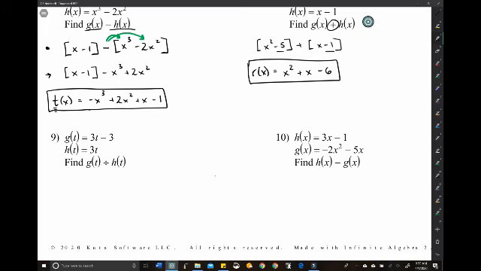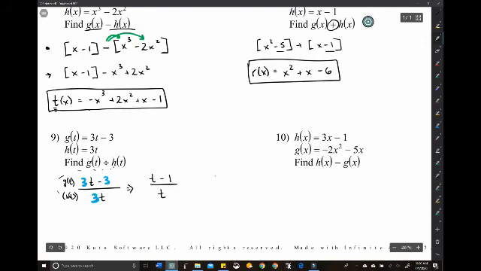G of t divided by h of t. So this is just 3t minus 3 divided by 3t. So the second part is on the bottom, and the first part's up top. Okay, in this case, you can see if anything reduces. Since everything shares a 3, you can reduce by 3, and really it would then be t minus 1 all over t. We can call that j of x.